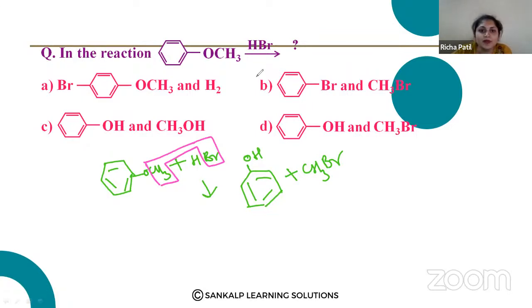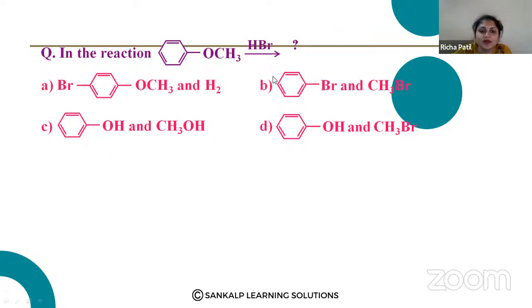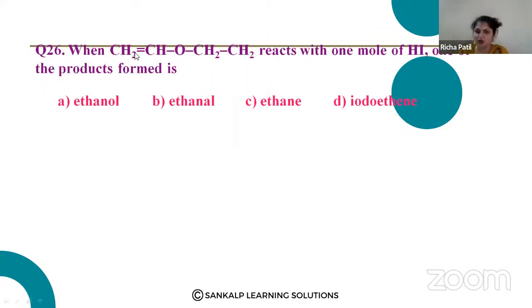Next, we'll go to the next one. This is the reactant, and it reacts with 1 mole of HI. One of the products formed is, yes, what is the product formed?